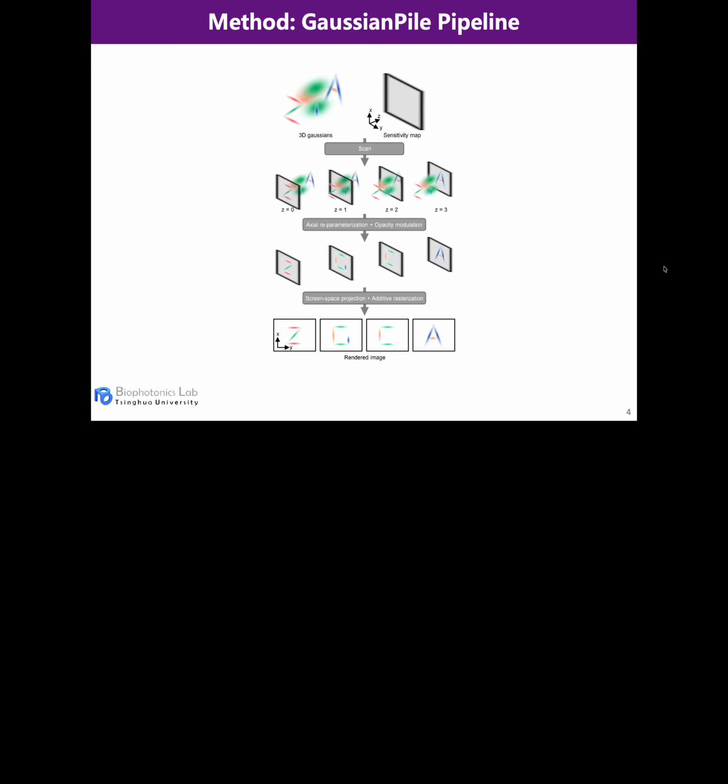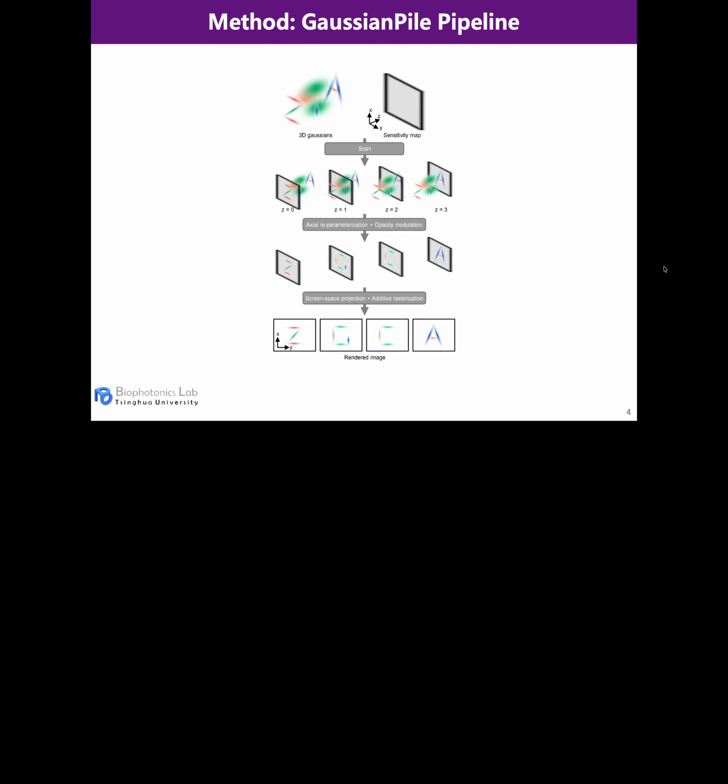GaussianPile represents the volume as a set of anisotropic 3D Gaussian primitives. Given our target slice, we first scan the Gaussian set at the corresponding depth. Then we introduce a sensitivity map to model the finite focal zone. This gives us a focus Gaussian, a standard 3D Gaussian modulated by the imaging system's axial response.